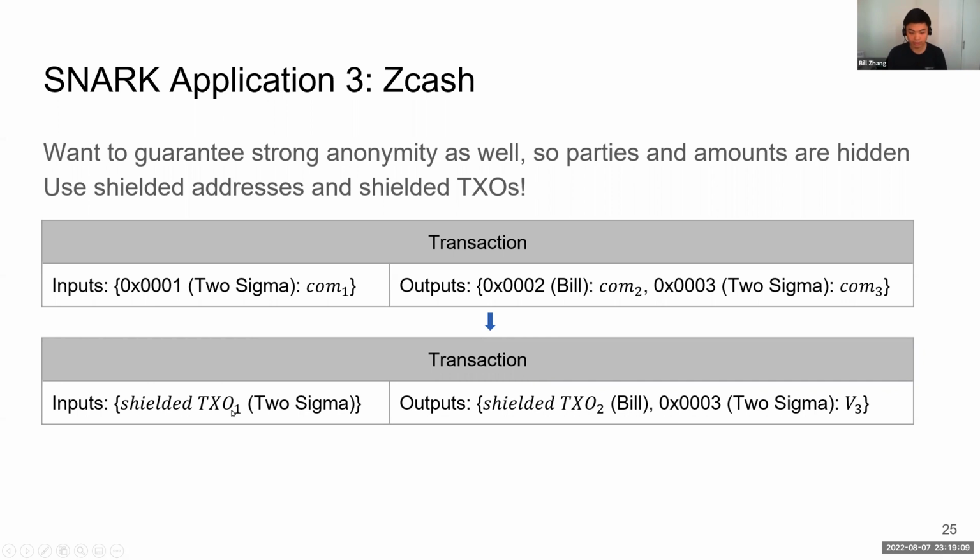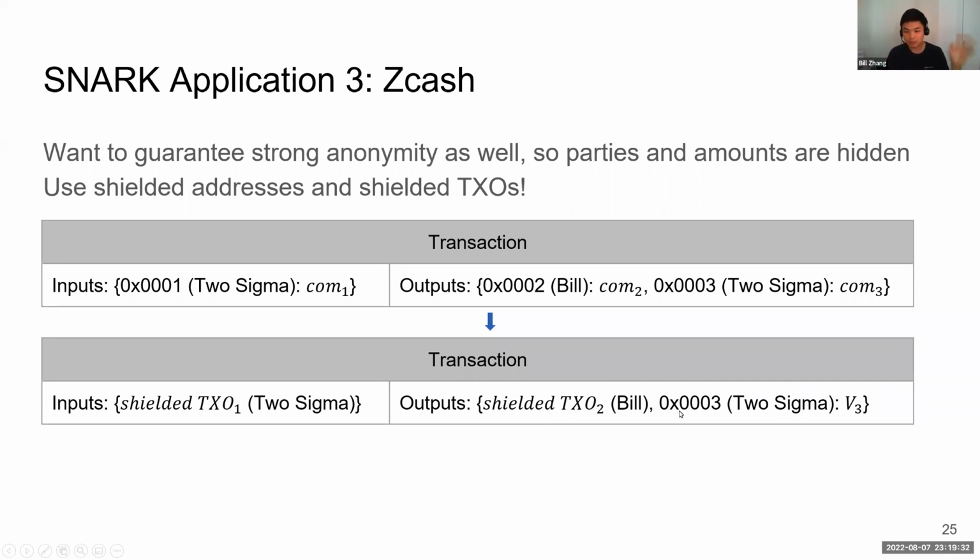reveals nothing about whether it's 2sigma or it's me or somebody else. I'm just putting 2sigma in parentheses here so that we, as the people learning about this, can still identify which is which. But this would be a shielded transaction output that doesn't reveal anything about what address is underneath it. Then I would also have a shielded transaction output, which includes both the amount being sent to me as well as my address, but it's been shielded so nobody can see it.